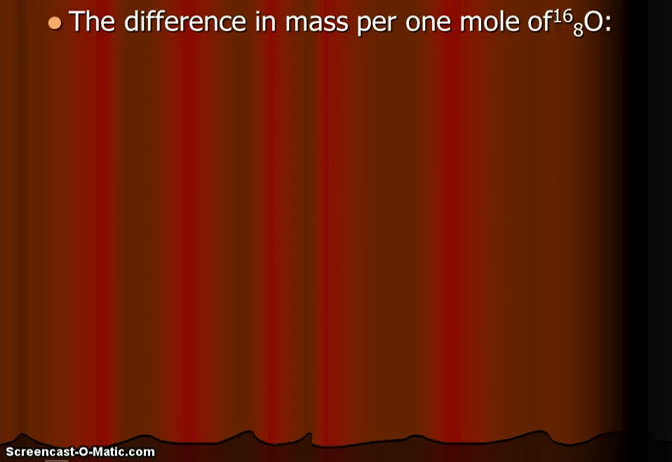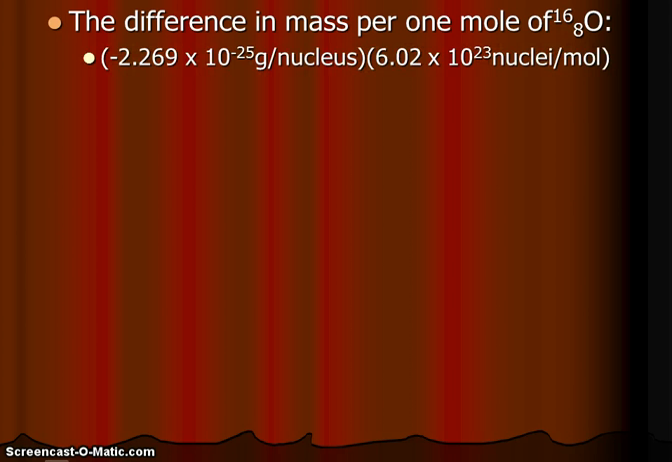So first we're going to calculate that value in terms of a mole of oxygen-16 atoms. So we'll just do a little conversion. We'll take that negative 2.269 times 10 to the minus 25 grams per nucleus, multiply it by Avogadro's number, so 6.02 times 10 to the 23rd nuclei per mole, and that'll give us a value of negative 0.1366 grams per mole. Or if we can convert that to kilograms, we get negative 1.366 times 10 to the minus 4 kilograms per mole.